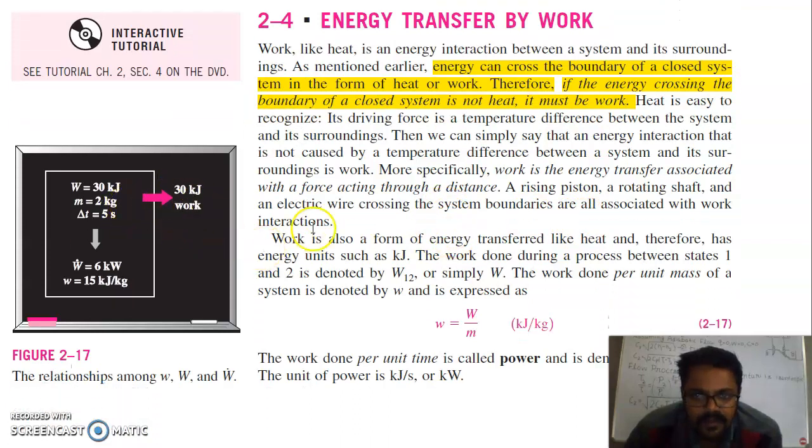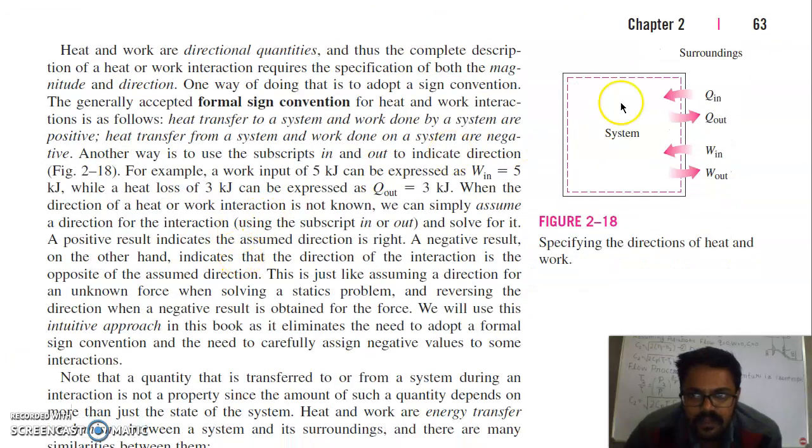You can see here work density, which is work done per unit mass, total work divided by mass. The work done per unit time is called power and is denoted by W dot. If you divide this work by time, you will get this W dot, same as in the case of heat transfer. So this is the total amount of work and this is your rate of work done, because this amount of work is done in 5 seconds. If you divide by time, you will get the rate at which work is done, and this is your specific work output.